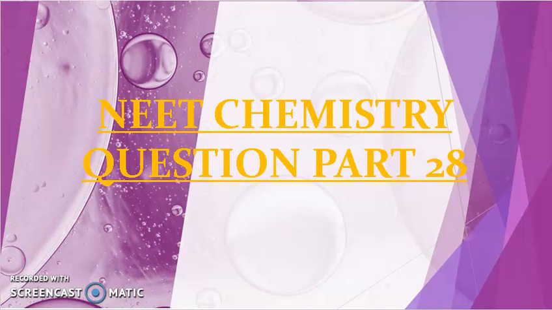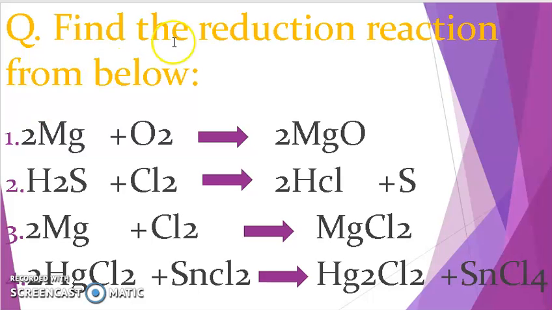Let's go to the first question now. The first question is: find the reduction reaction from the options below. They have given four options, and from that we have to choose. So here we have to find out the reduction reaction. That means we first have to know what oxidation is and what reduction is.